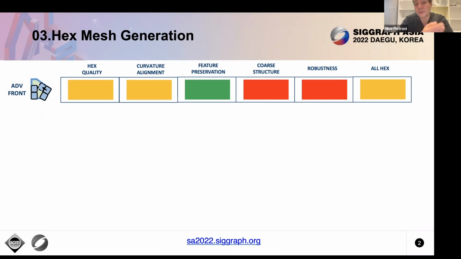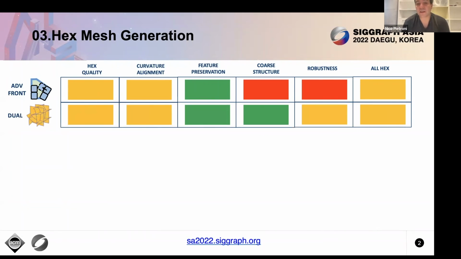Obviously, it doesn't allow us to have a core structure. When I say core structure, I mean block decomposition. And you cannot guarantee it to be all hex, because the fronts can create some strange situations where you cannot guarantee that the mesh is all hex.